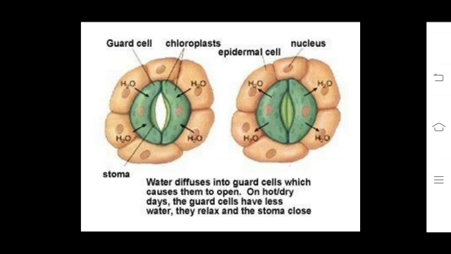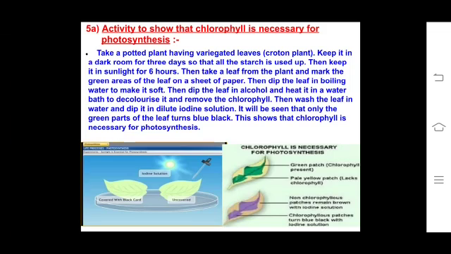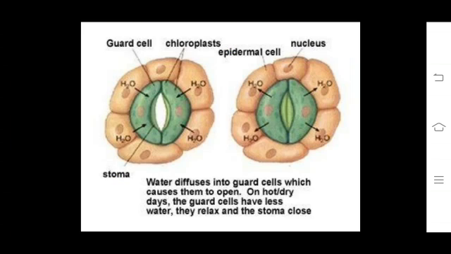So in the guard cells also we have chloroplasts. All around there are the other cells. And on hot dry days, when there is water scarcity, or the humidity of the atmosphere is less, the guard cells have less water, so they relax and the stomata close. This is stomata open and this is stomata closed.